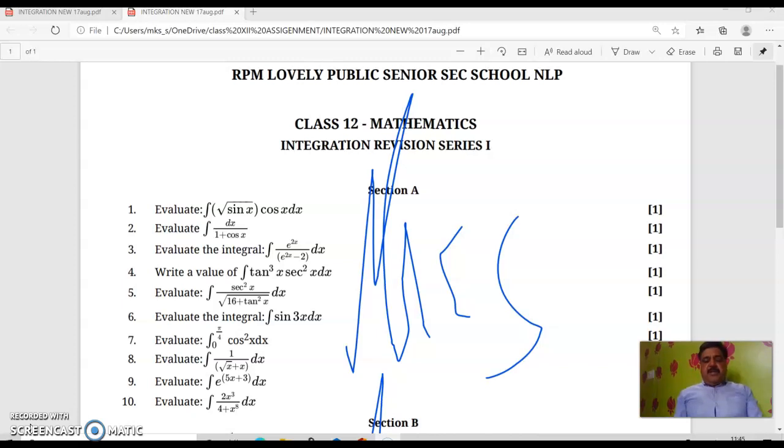In question number 10th, again it reminds me of the format of exercise 7.4, some standard formulas of dx upon x square plus a square, or dx upon x square minus a square, or dx upon a square minus x square. So if you put x to the power 4 is equal to t, you will find the path.